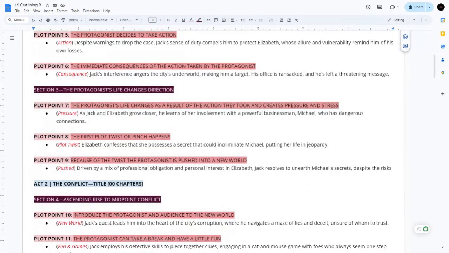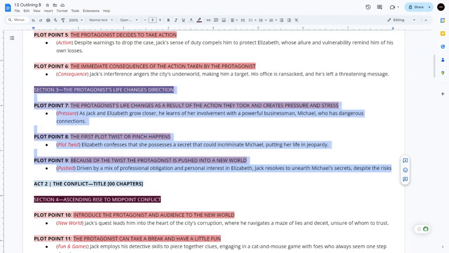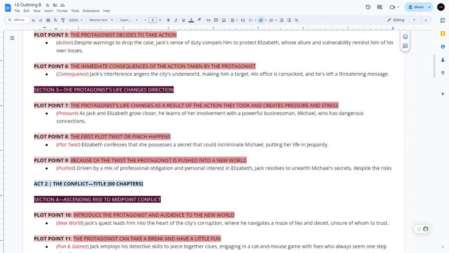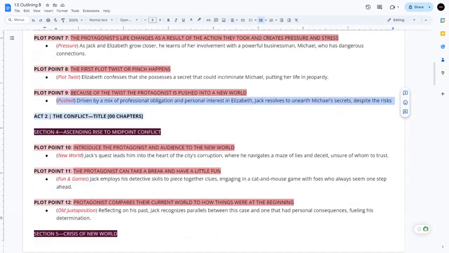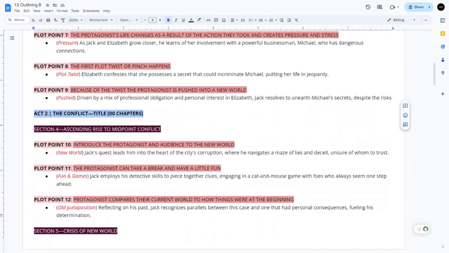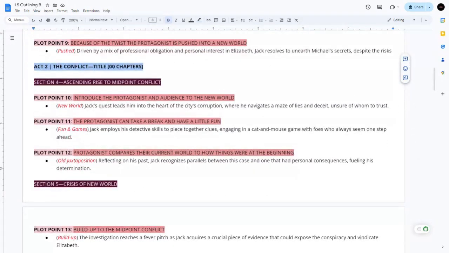Jack, if you're not following, this is where I am. Jack and Elizabeth, the lady, grow a little closer, and they realize there's a businessman named Michael who has very dangerous connections. Elizabeth, the plot twist, or this is actually a pinch. The pinch is that she confesses that she possesses a secret that could incriminate Michael, putting her life in jeopardy. In doing so, he ultimately is like, well, we're going to take this guy down. Which brings us into Act Two. Again, this is the conflict, but I didn't title it and I didn't give it any chapters.